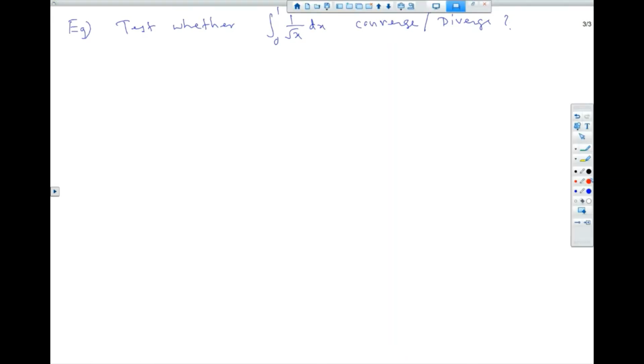So the first example. Test whether the integral from 0 to 1 of 1 over square root x dx converges or diverges. As before, there are three steps here. We're going to apply the limit definition, integrate, and find the limit. So let's go in that direction.